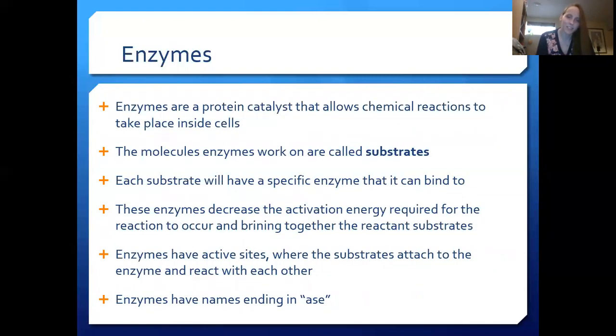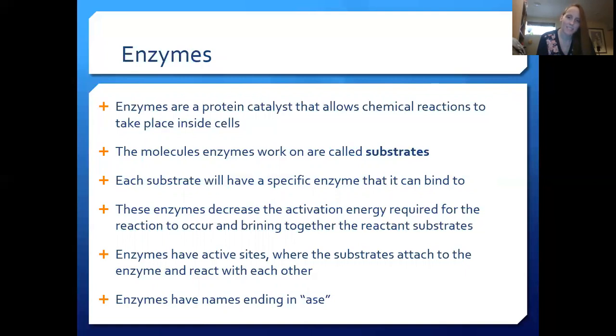Enzymes are essentially just a type of catalyst that deals with chemical reactions taking place inside of the cell. The molecules that the enzyme works on are called the substrates. You can have either multiple substrates like this that are combining to form a product, or you can have a single substrate that is breaking apart to form multiple products. Each substrate is going to have a specific enzyme that it binds to. So you have like hundreds of different enzymes in your body to help with all of the different types of chemical reactions you have going on.